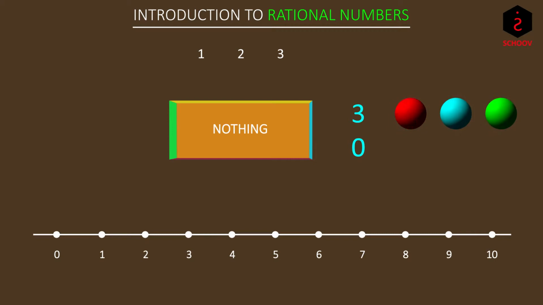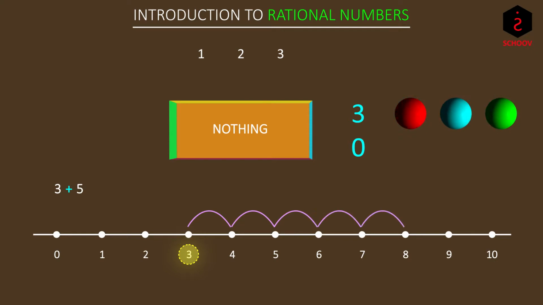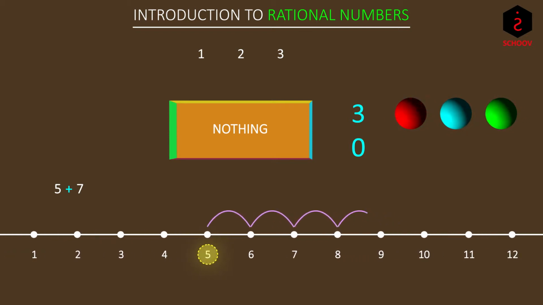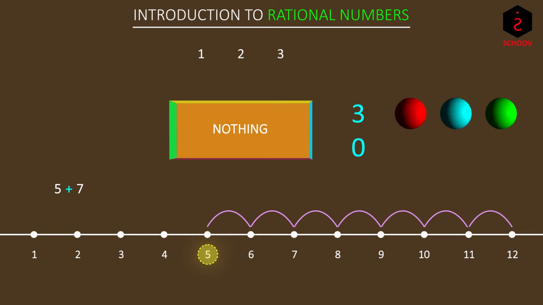How do we add two whole numbers? Say 3 plus 5. We start from 3 and make how many jumps? Yes, 5 jumps. We reach 8. So, 3 plus 5 is equal to 8. Another example, 5 plus 7. 7 jumps starting from 5. 6, 7, 8, 9, 10, 11, 12. We reach 12. That's the answer.